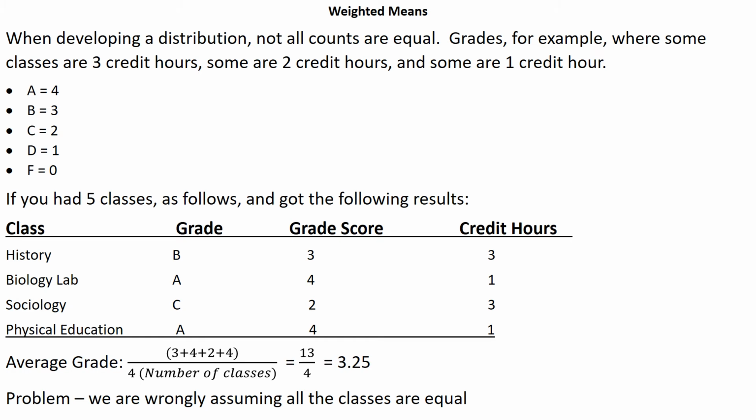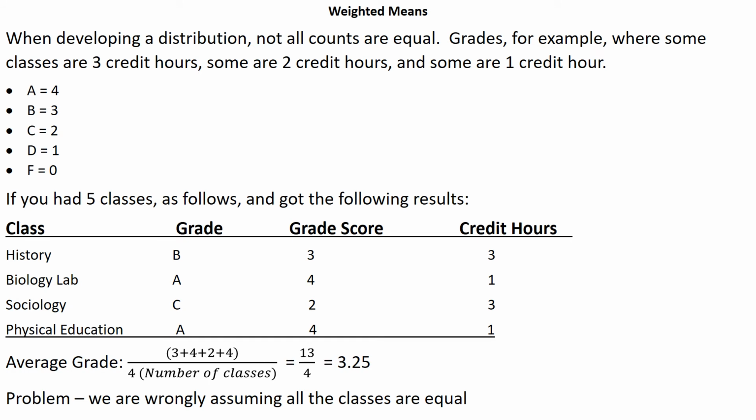And they got a B in history, which is worth 3 points. Biology lab, they got an A, which is worth 4 points. Sociology is 2 points. Physical education, they got 4 points. So they got 2 A's, a B, and a C. If I look at that, I could add 3 plus 4 is 7, plus 2 is 9, plus 4 is 13. So by grades, 13 divided by 4 classes is 3.25.